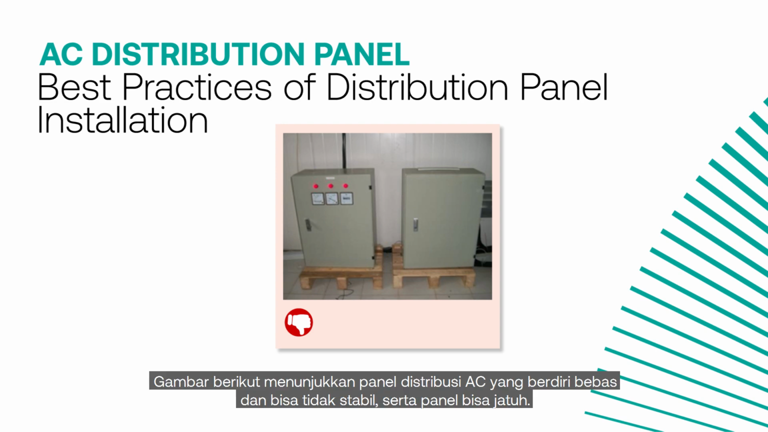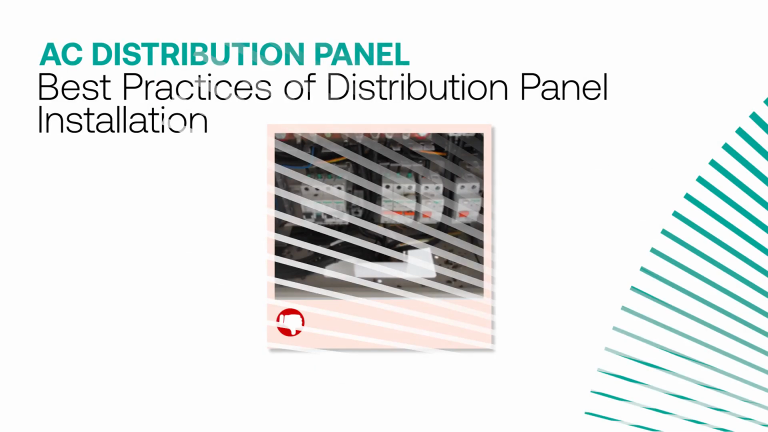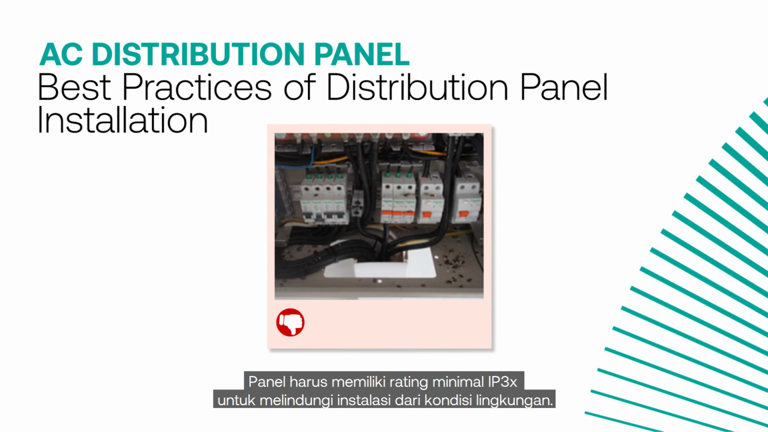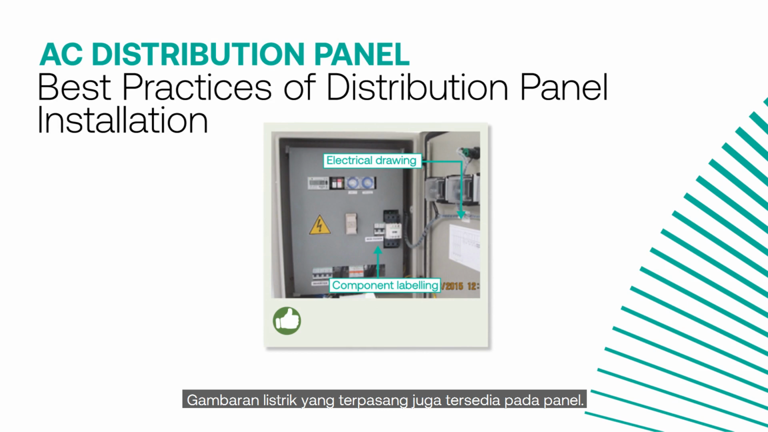The picture shows a freestanding AC distribution panel that may lead to instability and cause the panel to fall. The picture shows the panels are mounted on the wall and cables are installed neatly. Panel should be rated at IPX minimum to protect the installation from the surrounding environment. Extra board in the enclosure is used to protect the installation from direct touch. As-built electrical drawing is available on the panel.